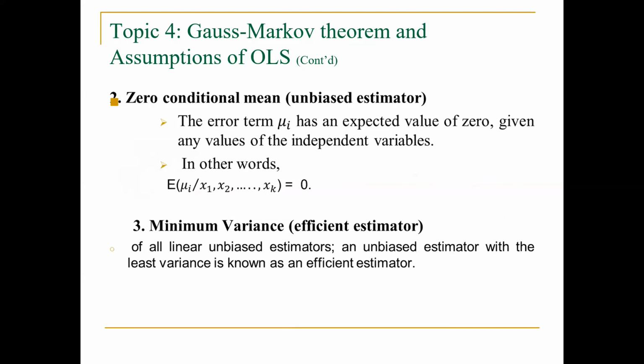Now the next Gauss-Markov assumption is the zero conditional mean. I had already looked at this. When we look at the sample mean, we said that it should be representative enough to be equal to or close to the population mean. Now, what does it mean?